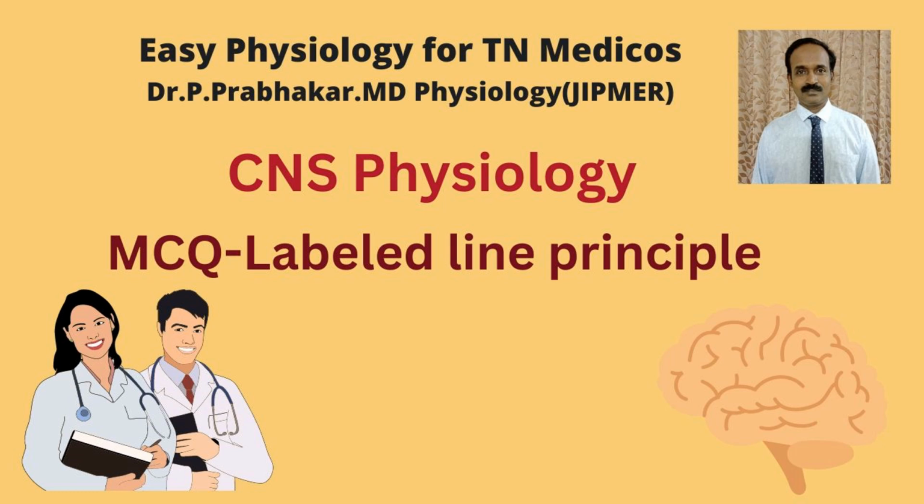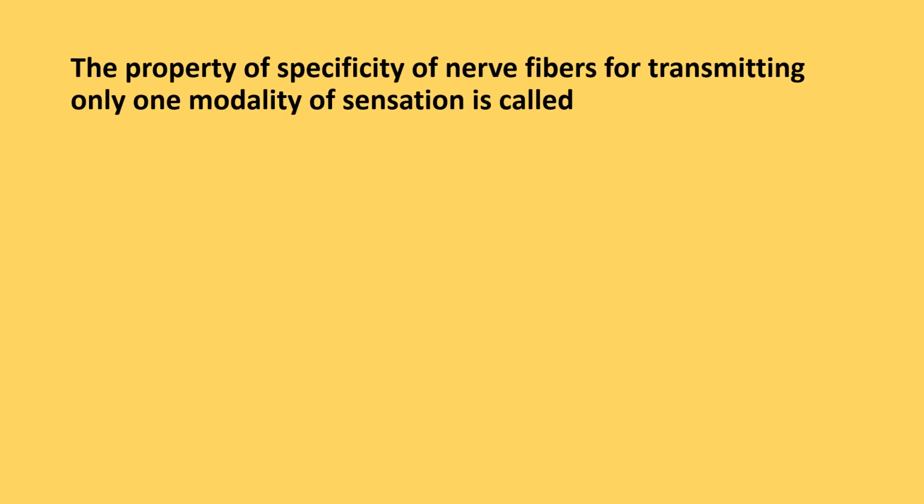In this video, we are going to discuss central nervous system physiology MCQ questions. This MCQ question was asked in the Tamil Nadu Dr. MGR Medical University question paper. The MCQ question was: the property of specificity of nerve fibers for transmitting only one modality of sensation is called?